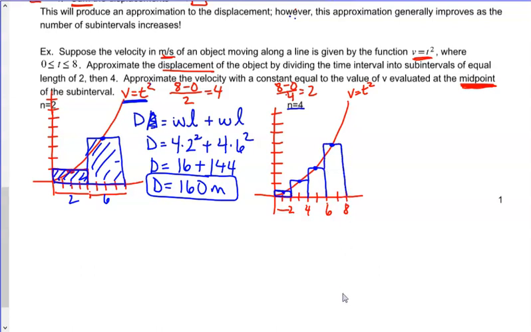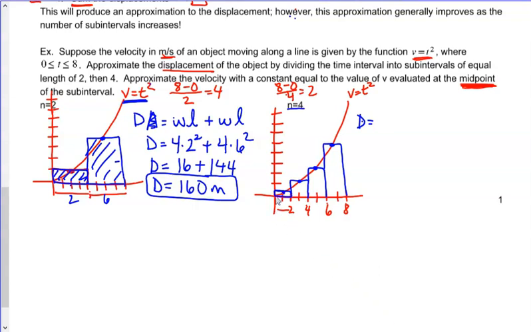And these are the rectangles that I need to find the area of in order to approximate the displacement for this function. So the displacement, again, is going to be the area of each one of those rectangles.